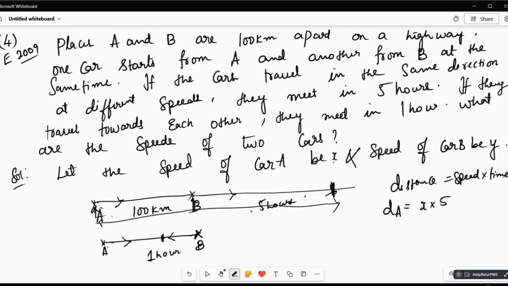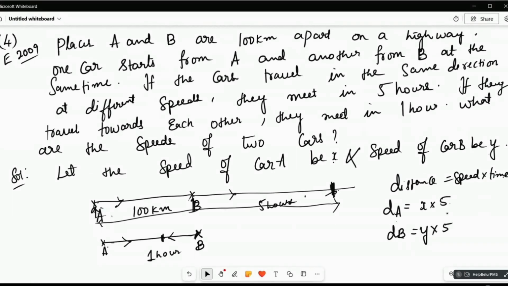So 5 into x is the distance traveled by car A. Understood? Now about car B. Car B, how much distance will it travel? The speed of that is y. And here B also will travel 5 hours because they start at the same time. So distance traveled by A is 5x. Distance traveled by B is 5y.